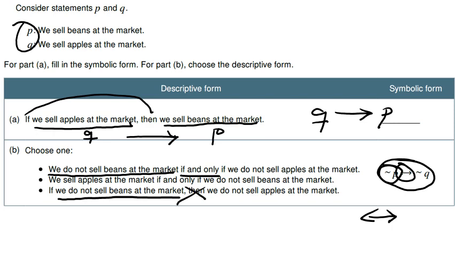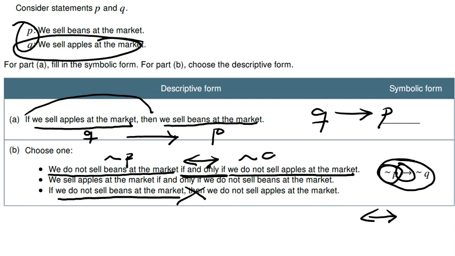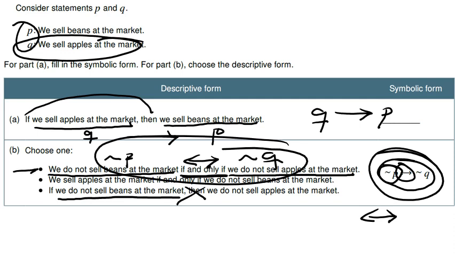But here is the if and only if right here. So there's our double arrow. We know this is not P. Over here, we do not sell apples at the market. Not selling apples at the market is the opposite of Q, so that's not Q. So notice that this and this are the same, so the answer is the first one.